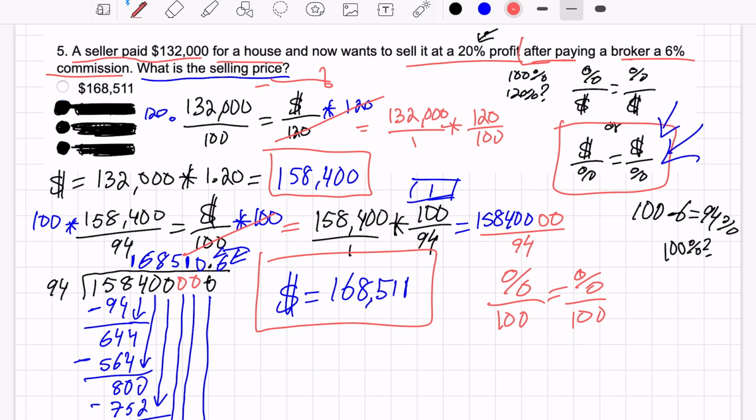There's a lot of processes. I love this process because it doesn't require me to break my head. The reason why I use simple numbers is because I'm trying to illustrate the process, not the computational process. Okay, so if we look at the process here, we have the answer on the side. It is 168,511.